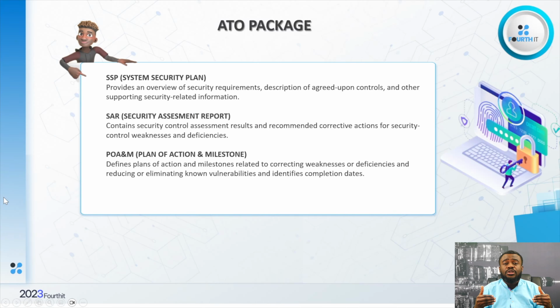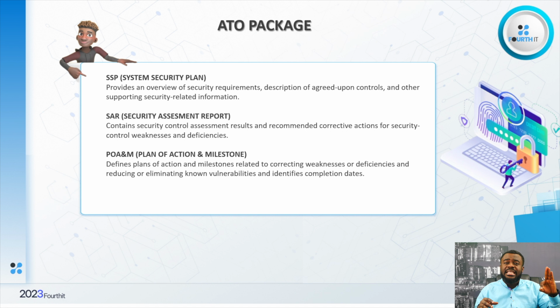All right, now we have gotten to the authorization phase. During the authorization phase, this is where we are taking our SSP, our security assessment report, and our POAM, and we are handing it over to the authorizing official. The authorizing official could be the CISO, or Chief Information Security Officer, or the CTO in your company, and he is the one that has the authority to sign and give you what we call the ATO.